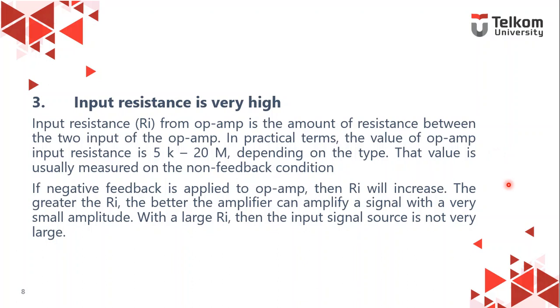If negative feedback is applied to op-amp, then the RI will increase. The greater the RI, the better the amplifier can amplify a signal with a very small amplitude. With a large RI, then the input signal source is not very large.